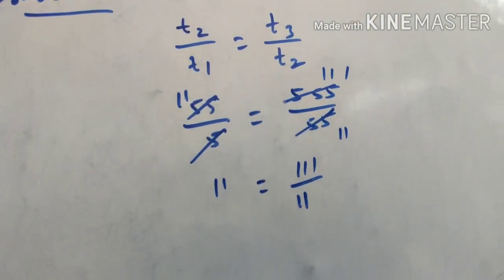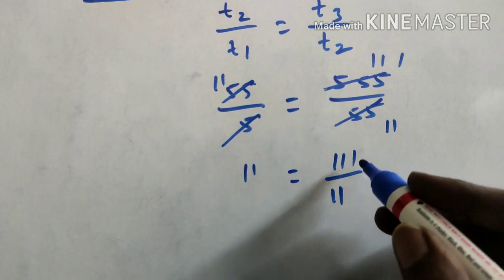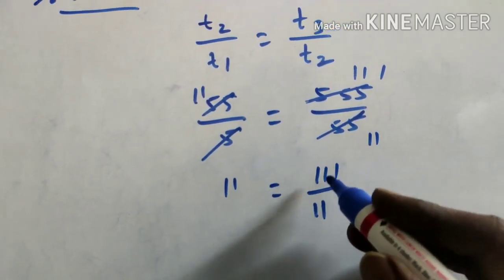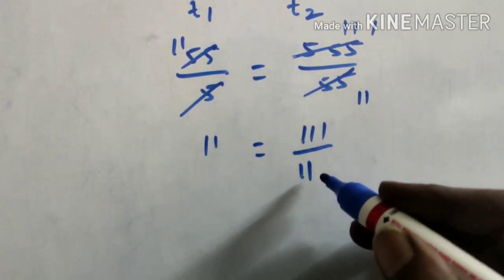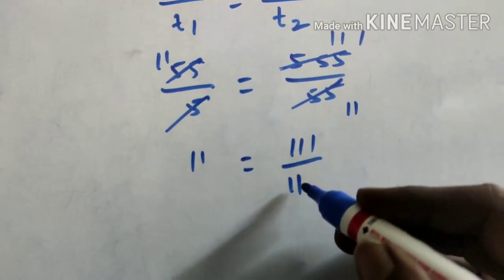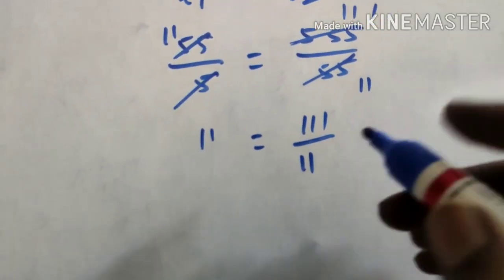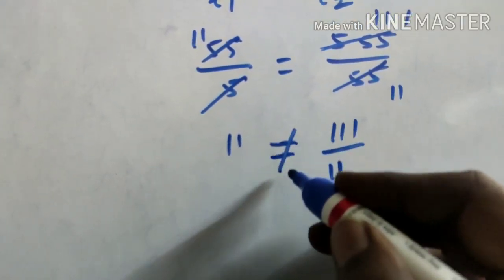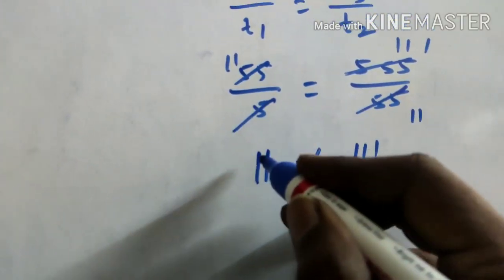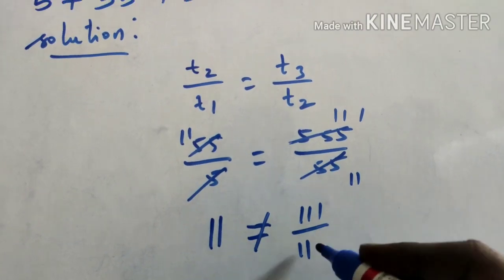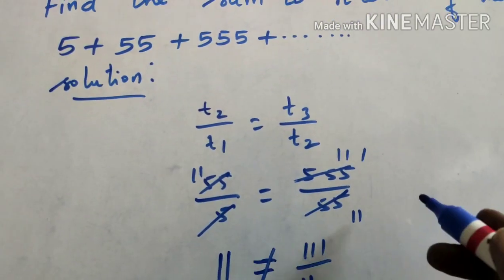111 by 11, okay, we can't cancel because 111 is not divisible by 11. Okay, only 110 is divisible by 11. So, it is not divisible by 11. So, it is not equal. Here we get LHS, we get 11, and here 111 by 11. So, they are not equal. So, it is not GP.